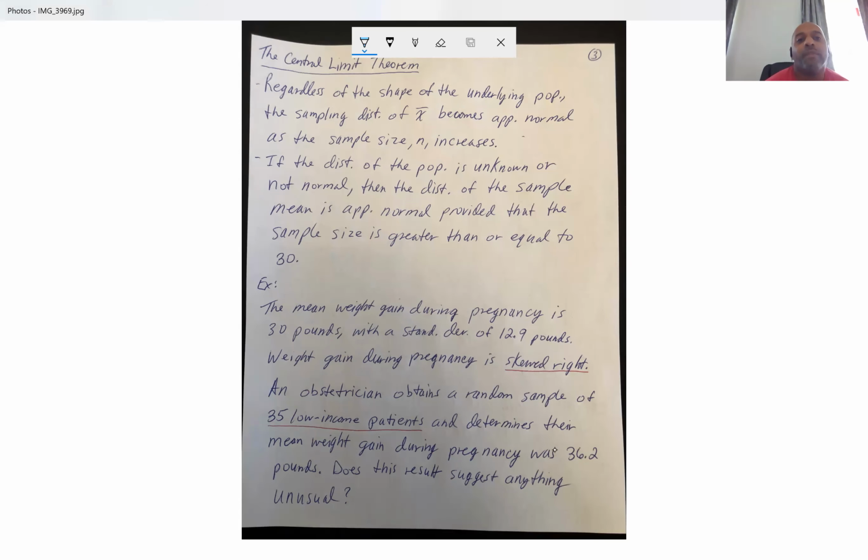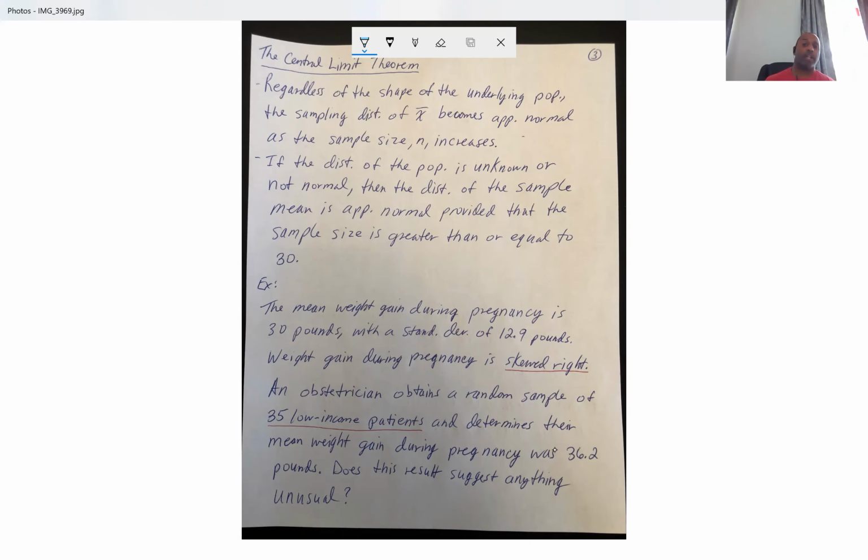Anyway, it's all good. So third page of our notes, the central limit theorem. It says regardless of the shape of the underlying population, the sampling distribution of X bar becomes approximately normal. Remember, that's key. If it's approximately normal, that allows us to use our z-scores as the sample size n increases. So it becomes approximately normal if you increase your sample size.